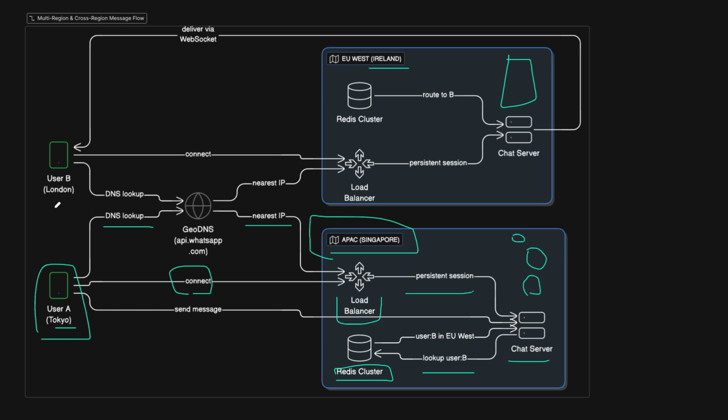And that is how user B, let's say in London, will connect. So first again, they will do a DNS lookup, they will connect to the nearest IP address, they will make a request to the load balancer, and they will receive the message that was sent from user A to B through the US West region, which is the one that they are connected to.